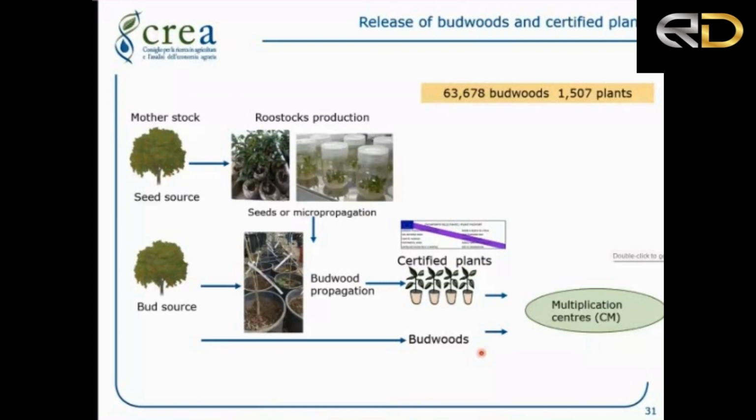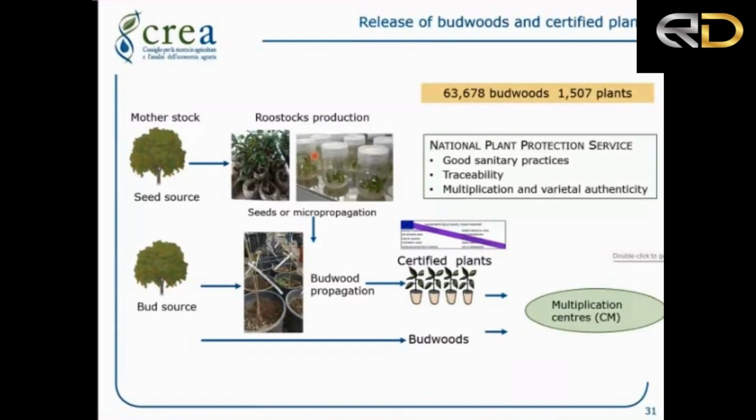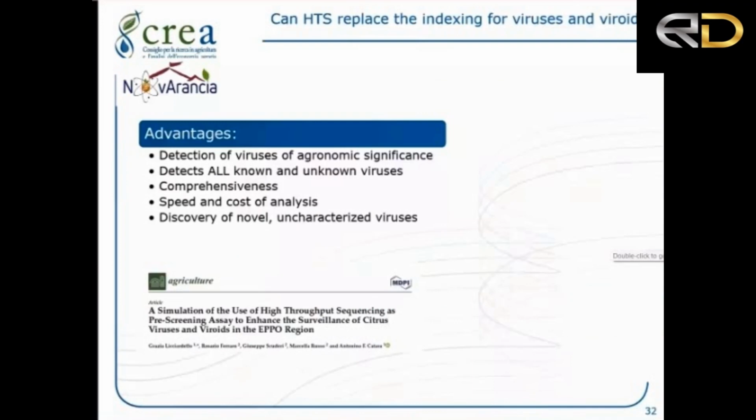In the last 15 years, CREA has released more than 60,000 buds and 1,015 plants. All these activities are done with the supervision of the National Plant Protection Service, which supervises for good sanitary practice, traceability, and varietal authenticity. And finally, I want to mention that in order to speed up the certification process, we are evaluating the possibility to use high throughput sequencing technologies in order to detect very fast all viruses and viroids of agronomic significance.